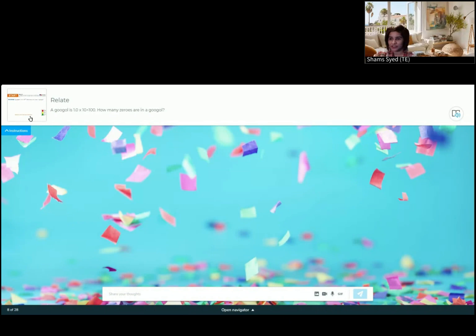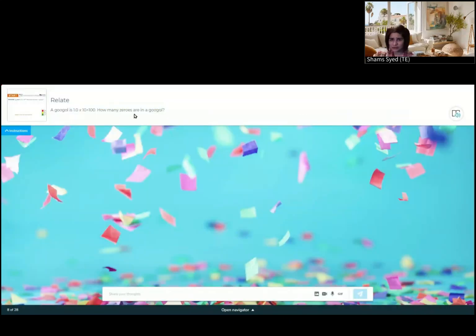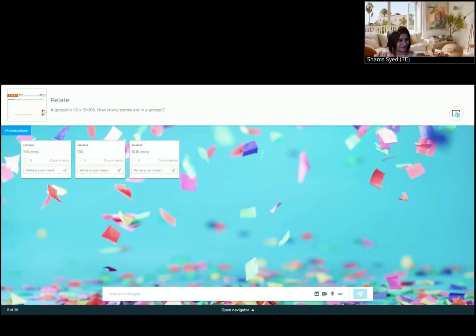If you want to see better in a picture, you can click the pinned picture. So how many zeros are in a Google? This is Blake's answer. Blake says there are 100. Felice says there are 100. Johnny, what kind of an answer is that? Hop on the mic, talk about it.